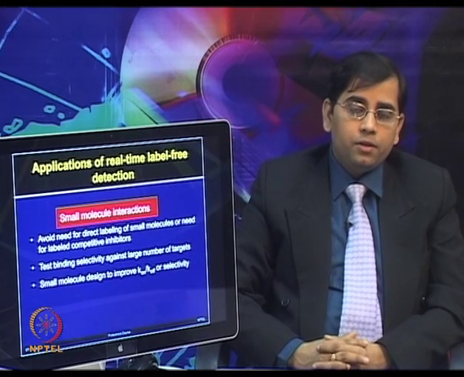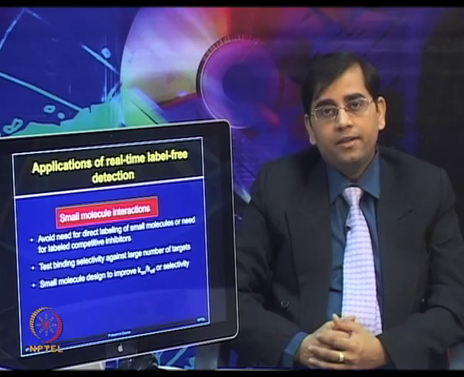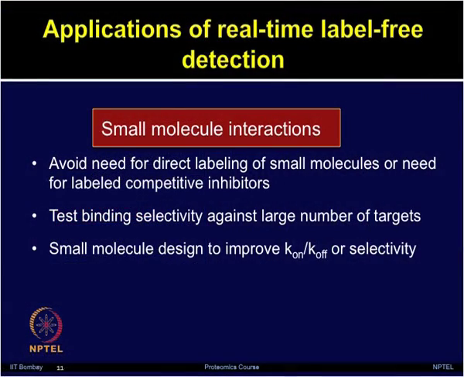Other applications include studying small molecular interactions. Since there is no need for labeling the small molecules, it can provide very good binding results. The test binding selectivity against a large number of targets is done by various label free methods. The small molecule designing is also evaluated by these types of label free techniques, which can improve the K on, K off, the on rate or off rate ratio or selectivity.